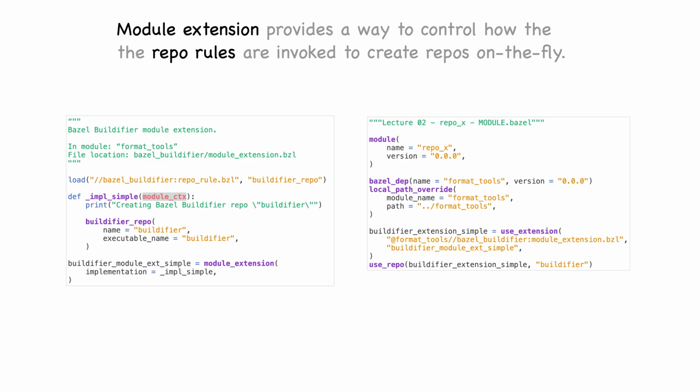And in the module file, you will use the method use_extension to create an extension proxy in this module. The repos created by this module extension are not visible unless you explicitly call the method use_repo in the module file to expose them. The example you see now is to use a module extension to create a Bazel beautifier repo, and this is a very simple one. It hasn't shown the magic power of the module extension yet, so let's look at a more practical example.